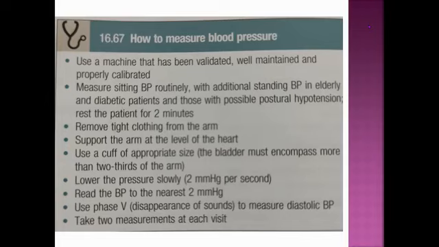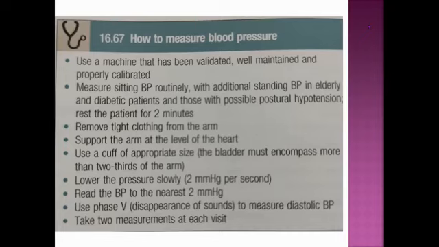Measure sitting BP routinely. If a patient comes to you in your chamber or hospital setting, you will try to measure the blood pressure in the sitting position. For a patient who cannot sit, you will measure it in the lying position. Measure sitting BP routinely, with additional standing BP in elderly and diabetic patients to exclude postural hypertension. Postural hypertension you have to measure in this group.